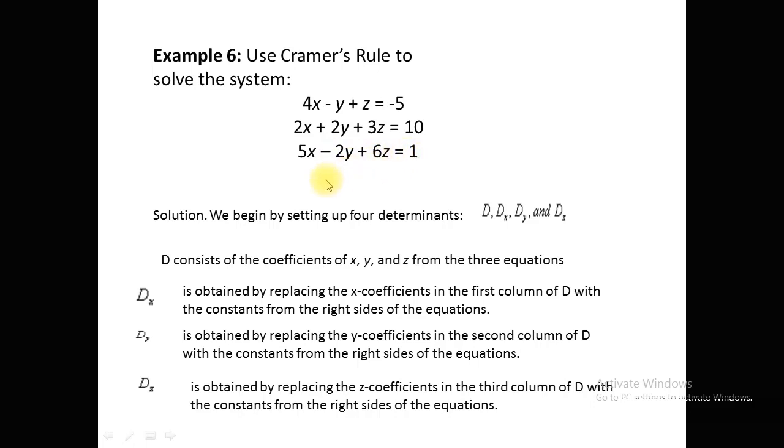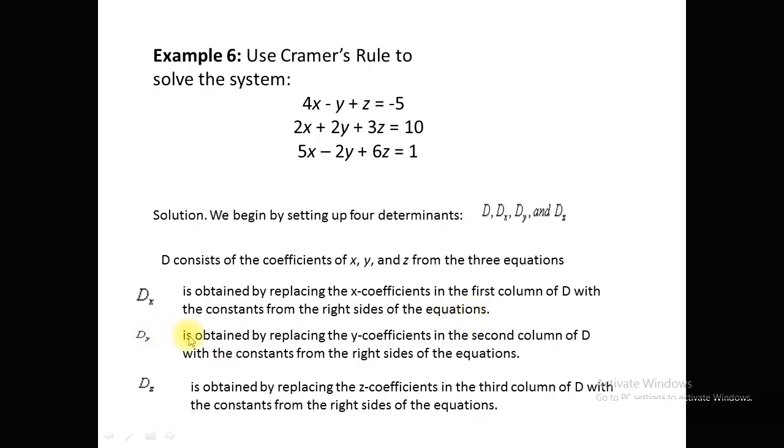So for the solution, we begin by setting up four determinants: the determinant of the coefficient matrix, which is represented by D, and the new determinants Dx, Dy, and Dz. I have already told you how to construct D: it consists of the coefficients of x, y and z from the three equations. Dx is obtained by replacing the x coefficients in the first column of D with the constants from the right sides of the equations.